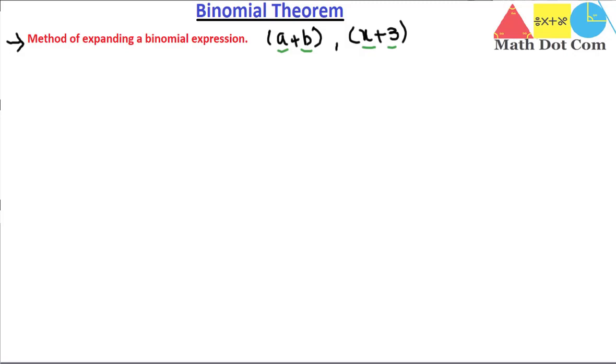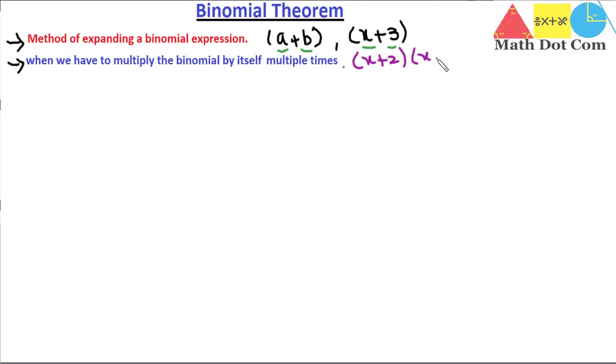Now the next thing is, why do we use the binomial theorem? When do we use it? We use the binomial theorem when we have to multiply a binomial by itself multiple times. What does it mean? It means you use the binomial theorem when you are asked to multiply a binomial expression, let's say x plus 2, by itself, again and again, multiple times like this, and so on.